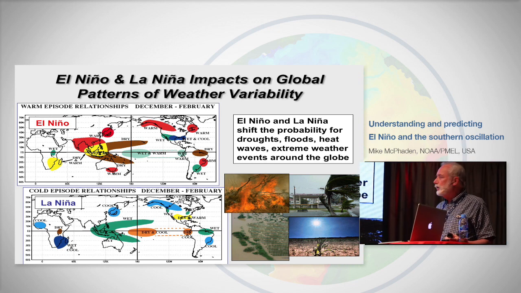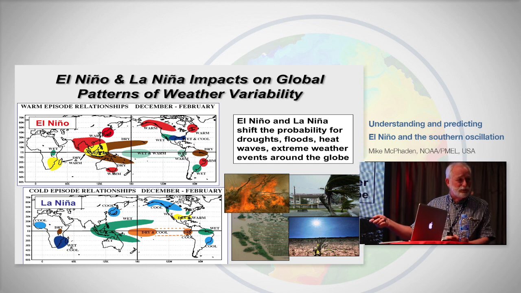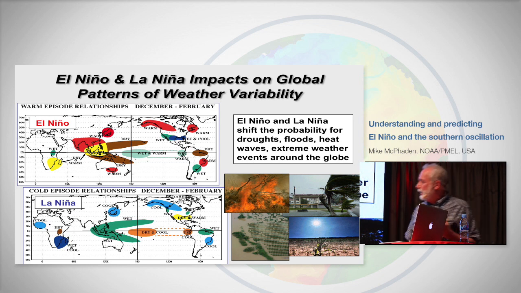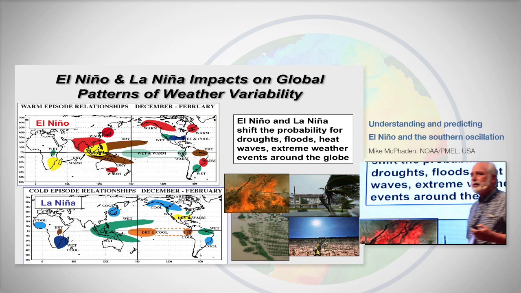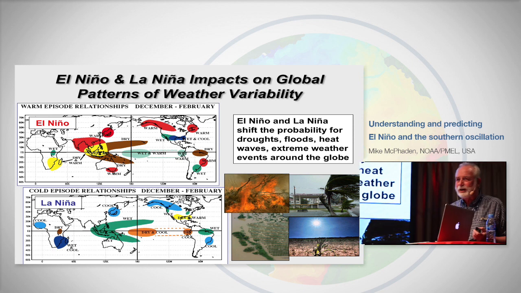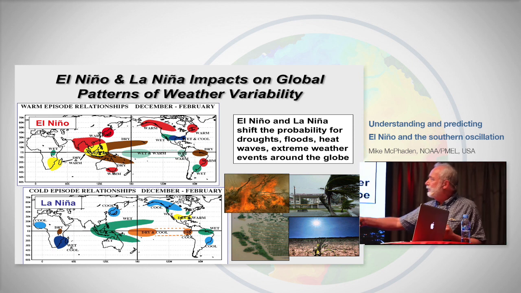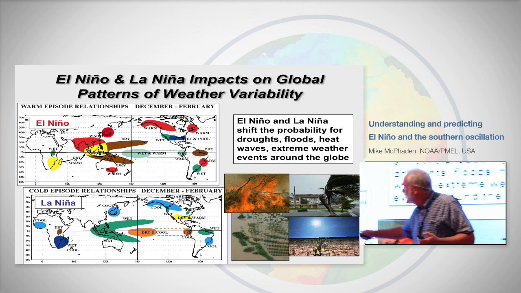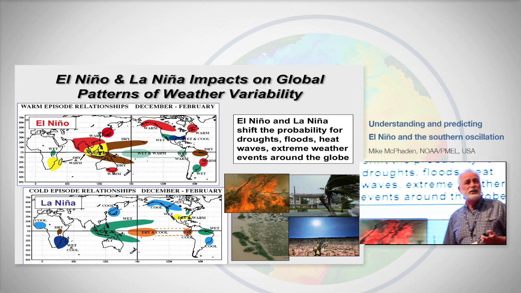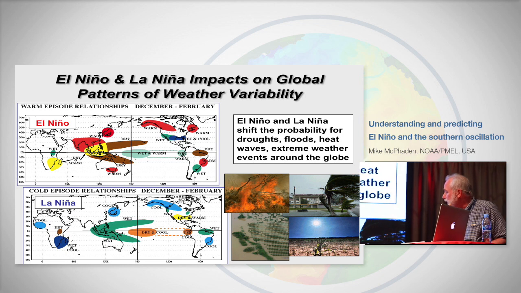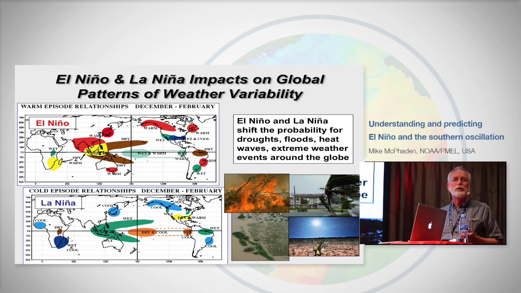Now, when you look at these patterns, it's important to realize that when an El Niño or La Niña occurs, you are not guaranteed to see this sort of climate anomaly in these different regions. These are shifts in the probabilities for certain kinds of weather patterns. So you're more likely to see dry here and wet here, but you're not guaranteed. And so, again, think of these as probabilistic statements for different kinds of weather patterns: droughts, floods, heat waves, and extreme events.